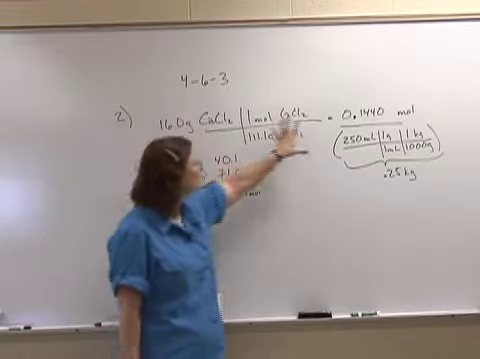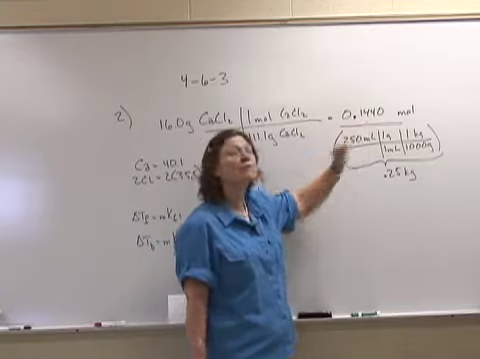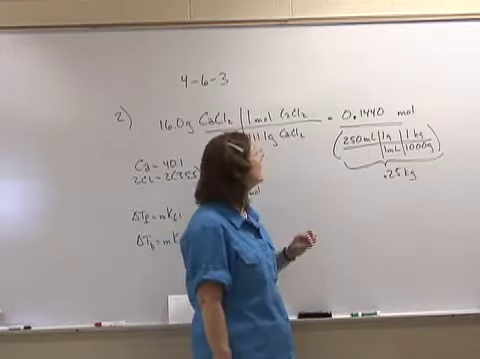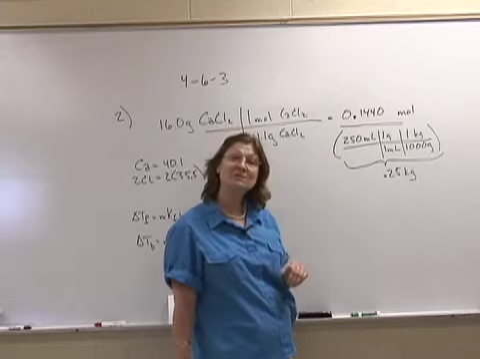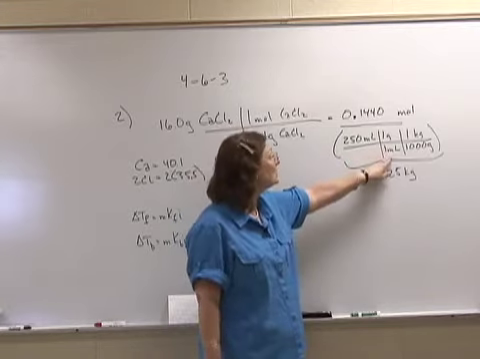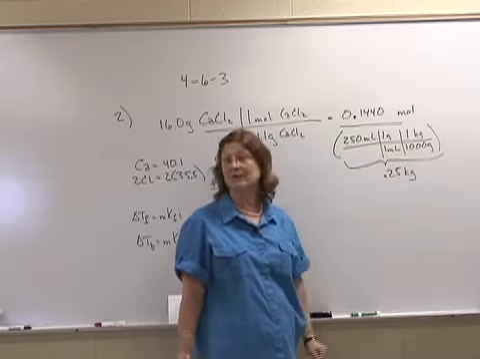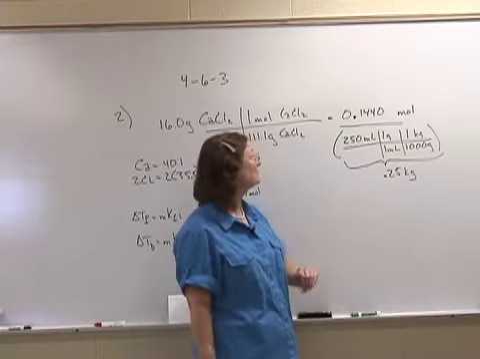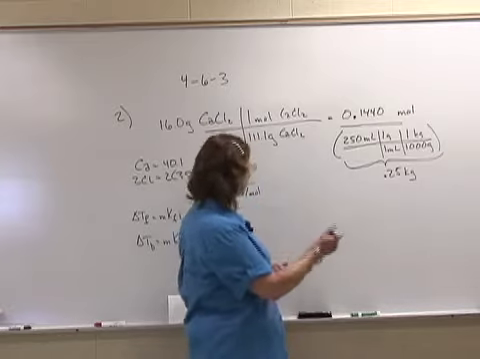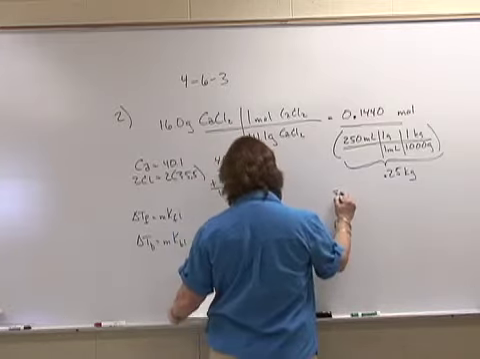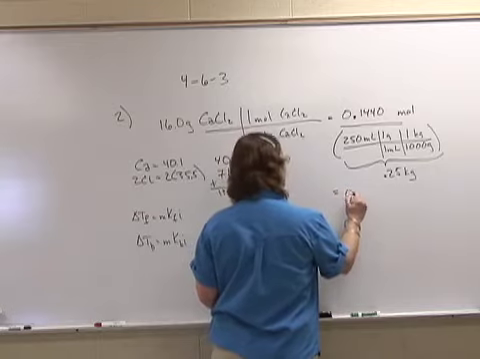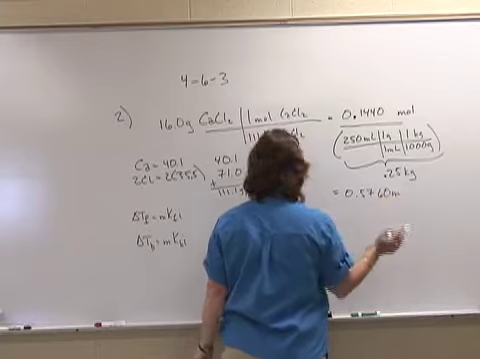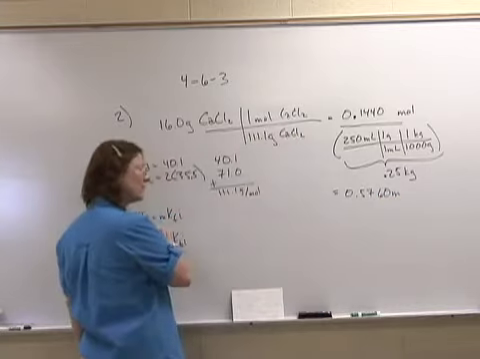And I change my grams to moles and I get 0.1440 moles of the calcium chloride. That is my solute. And I divide it by my kilogram of solvent. And 1 milliliter is equal to 1 gram for water. That is the density of water. And I get 0.25 kilograms. Well, when I multiply this out, I get a molality of 0.5760 molal. And then I apply it to my equation.